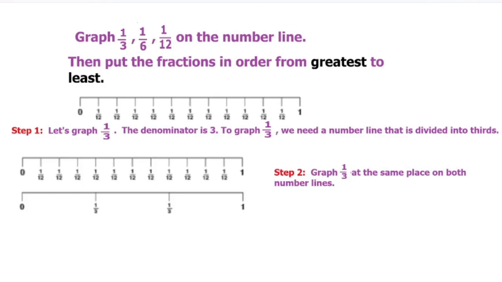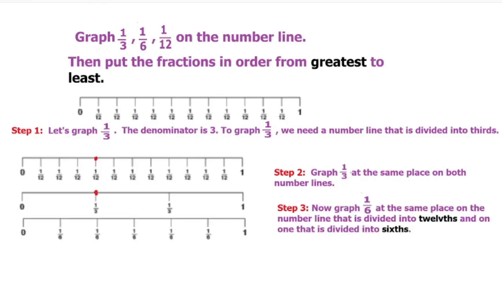So if we graph it here, here's 1/3, and then we follow it up to the same spot here. So we can see that 1/3 is the same as 1, 2, 3, 4/12. So that's 1/3 graphed onto the 12ths number line.